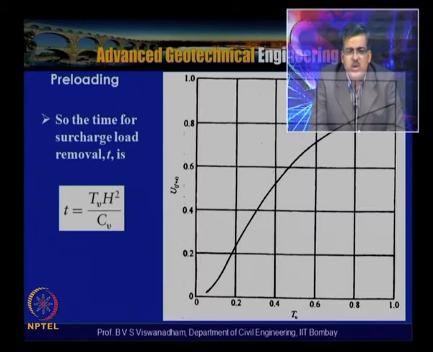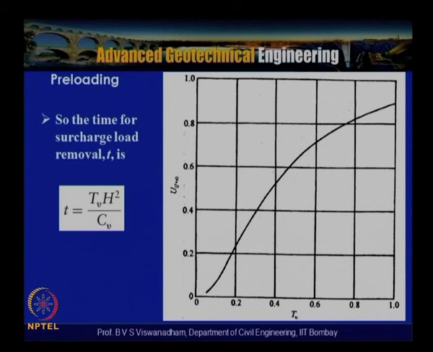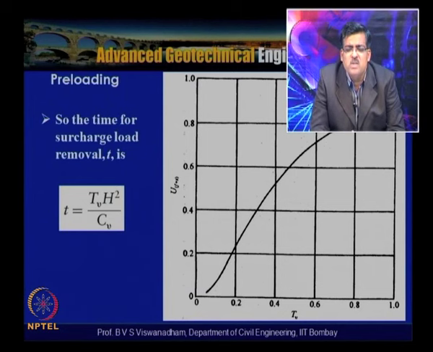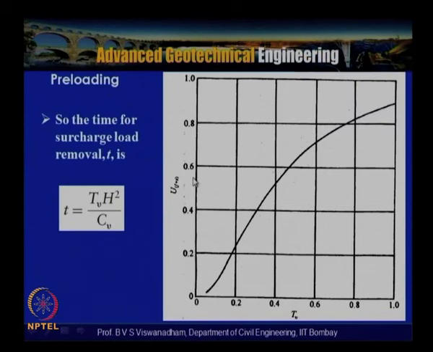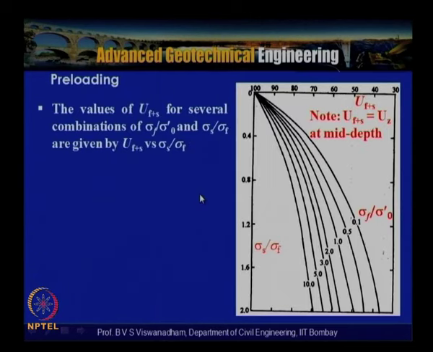And as has been told, in order to get the U F plus S, it is required to use this particular chart to determine the time factor. Let us say that we need to set a target for completion of the preload within a definite period of time, say 9 months. For 9 months, we can determine the time factor. Once the time factor is known to us, based on that you can determine what is U F plus S. Once U F plus S is obtained, then by using this particular plot we can determine the ratio of sigma s by sigma f.